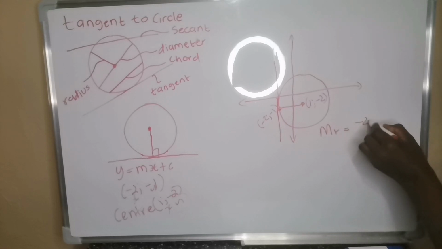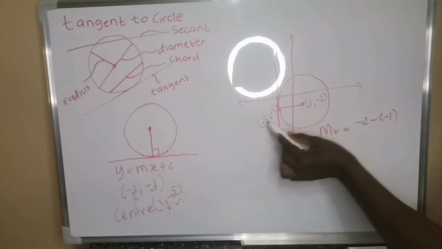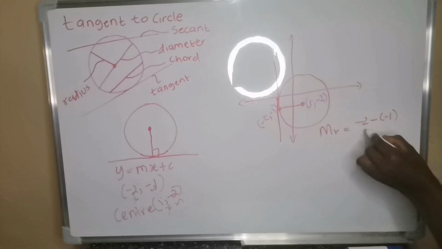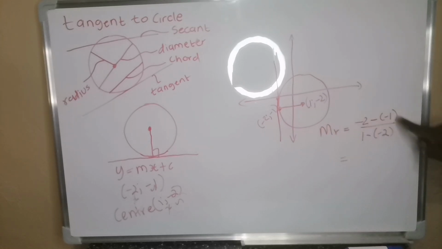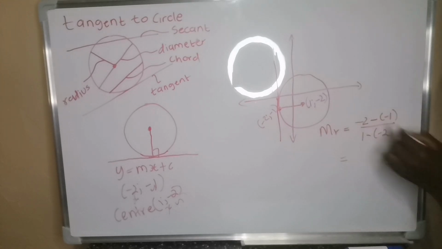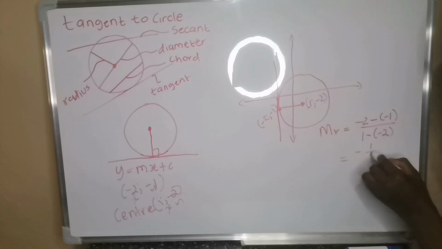So negative 2 minus negative 1 over x1, y1, x2, y2, divided by 1 minus negative 2. Then negative 2 divided by 1 is 1, and negative 2 plus 1 is negative 1. Then you should put this on a calculator, and I have negative 1 over 3.